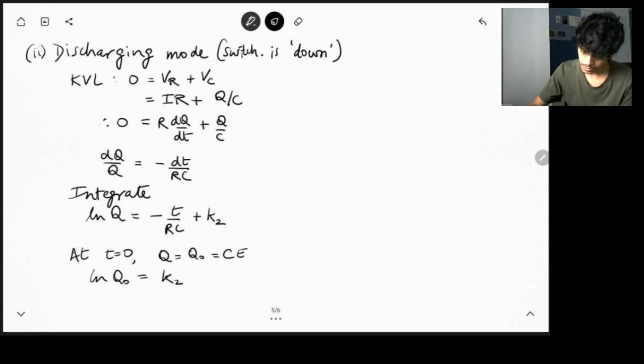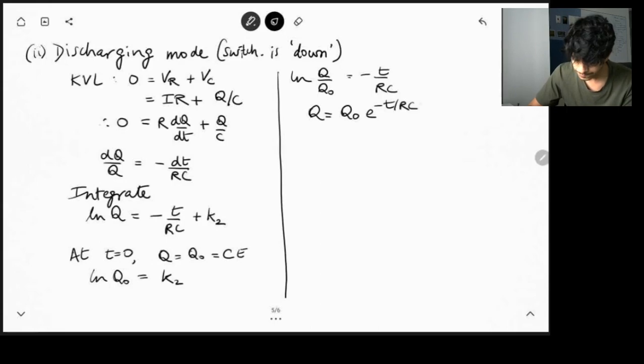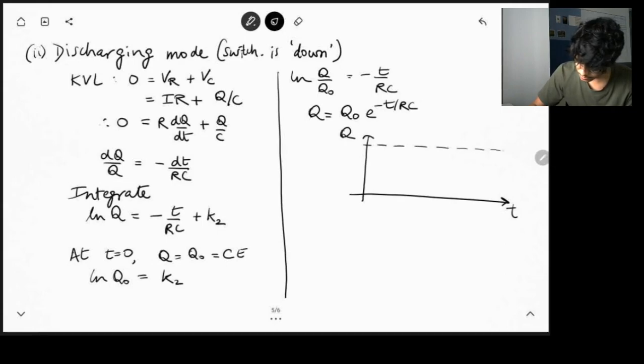So from this, putting it into the solution, we get our final result. Log of Q over Q0 is minus t over RC, or Q equals Q0 e to the minus t over RC. So this is what the charge on the capacitor looks like when the circuit is in the discharging mode. Let's plot this and see what it looks like. T, Q, this is Q0, then this is an exponentially falling function, looks like this.